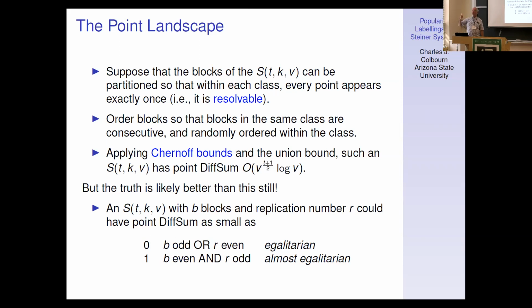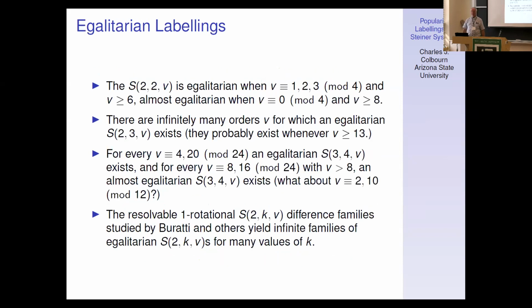Because that S(3,4,10) that we looked at earlier, that's precisely what we did: we produced an egalitarian labeling for it. Well, if you can't get an egalitarian labeling, what's the problem? The problem is that the average, when you divide by the number of points, is not an integer, it's a half integer. Well, that means the best you could hope to do is to get them to differ by 1. So let's call that almost egalitarian.